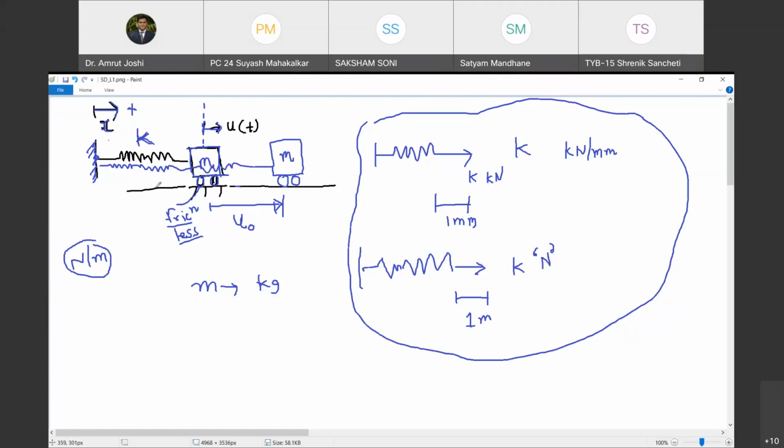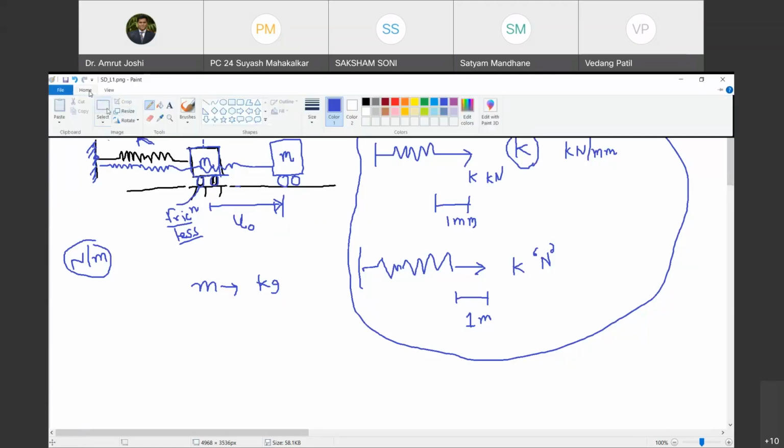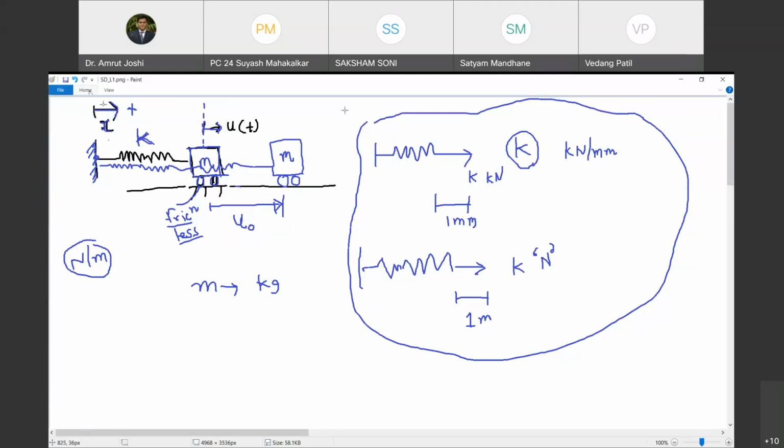You have to use right. And what is the direction of the force? Can you tell me? The positive x direction. No. In positive x direction, you have applied force, but this won't it?